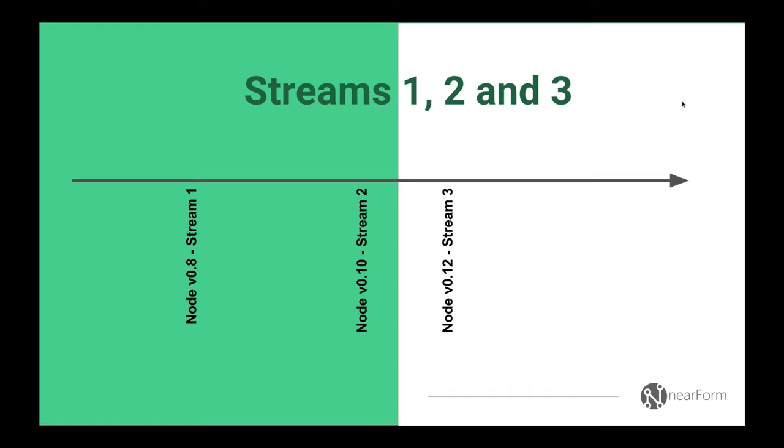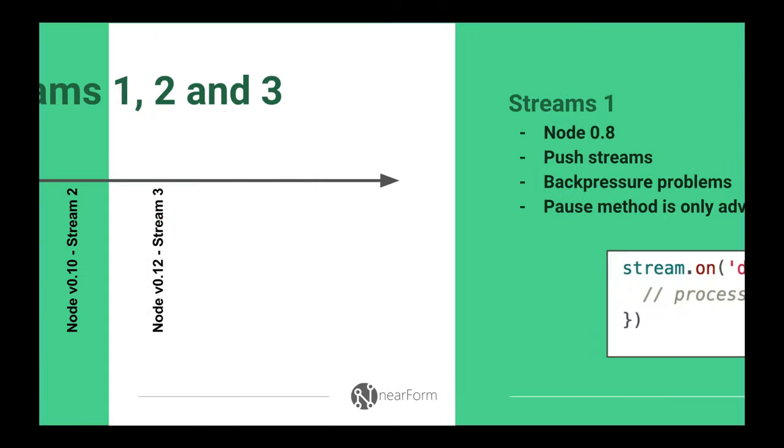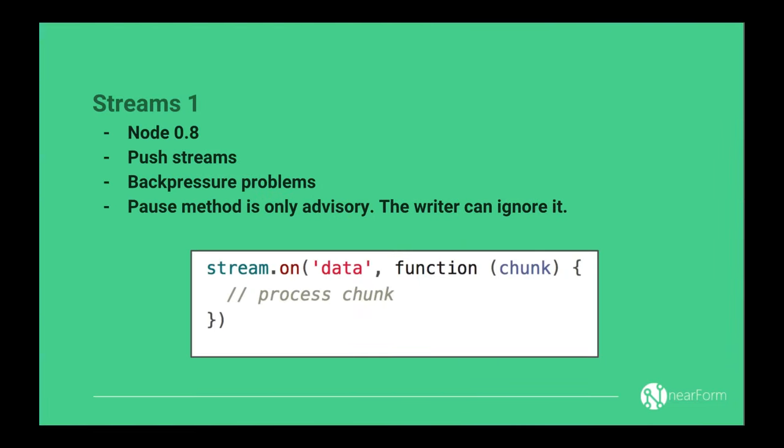Streams 1 were push streams, born with Node 0.8, which means that upstream was pushing data downstream as fast as it could. Which means that if downstream was slow, meaning it was doing some crypto or something else, all the data would probably be floating up in memory to be processed. What was available to developers in Node.js 0.8 was a pause method, which was pausing the source. But that method was only advisory.